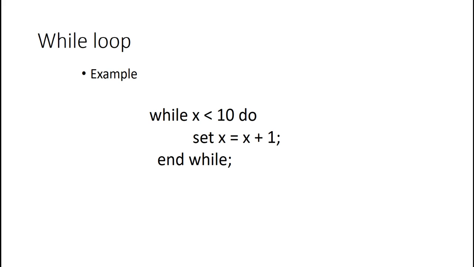So here we have a while loop. It works just as you would guess. While x is less than 10, do, and the code that gets executed if x is less than 10 is everything between the do and the end while. In this case, I'm using it to count. I'm going to set x to x plus 1, and I'll go through this 10 times. So at the end of this, x will be whatever the original value of x was, plus I've added 1 to it 10 times.